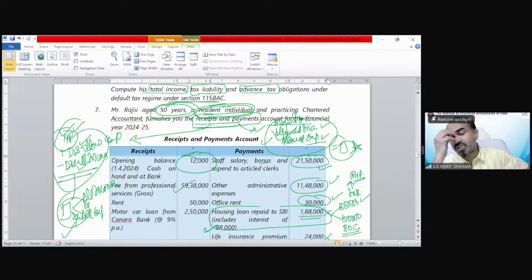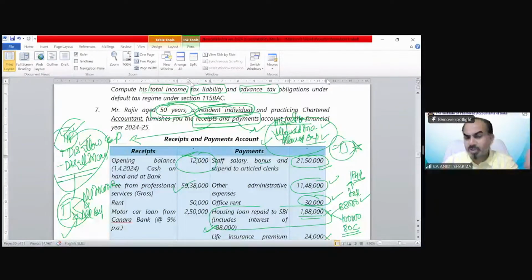Whenever you are reading a question, most students are thinking about the solution, how we are going to solve it. Don't do this. First of all, understand the question. Okay, this is the question. The question asks us this requirement. We have this much information. What information is relevant? How do we need to apply that information for the purpose of my solution?